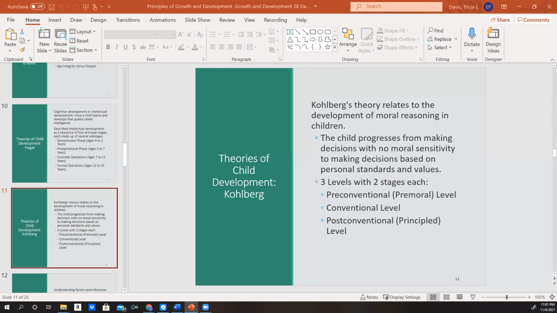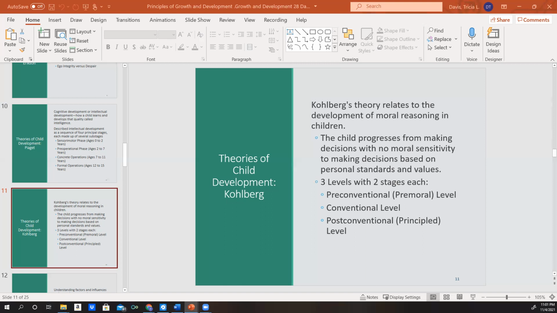In stage 2, which occurs at age 4 to 7, the child begins to view a specific act as right if it satisfies his or her needs. So children will follow the rules that benefit themselves. The example that your book gives is that they will think, I'll do something for you if you do something for me. But on the other hand, if you do something bad to me, I'll do something bad to you. So basically during this phase, the attitude is an eye for an eye.